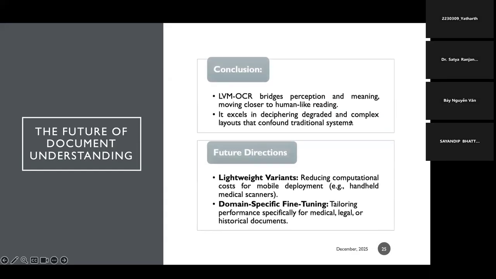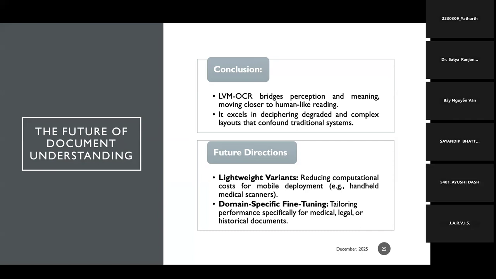As we reach the end of our presentation, let's summarize what this all means. LVM-OCR represents a turning point. We are no longer just teaching computers to recognize text. We are teaching them to understand meaning. It bridges the gap between simple perception, just seeing the pixels, and true comprehension. This moves us one step closer to human-like reading. Most importantly, it excels exactly where we need it most, deciphering the degraded, messy, and complex layouts that have confused traditional systems for decades.